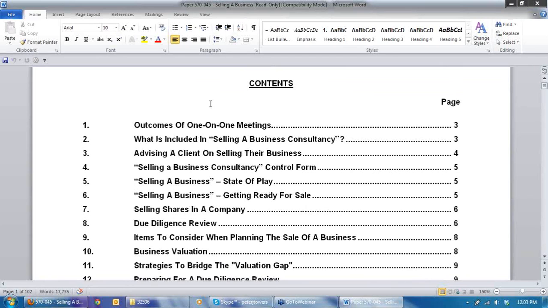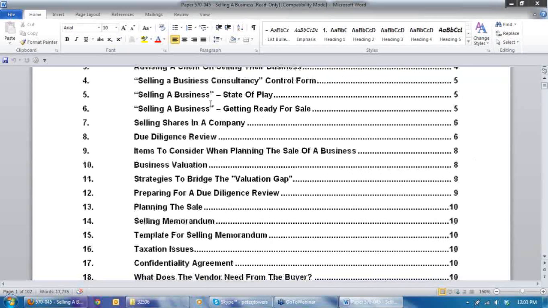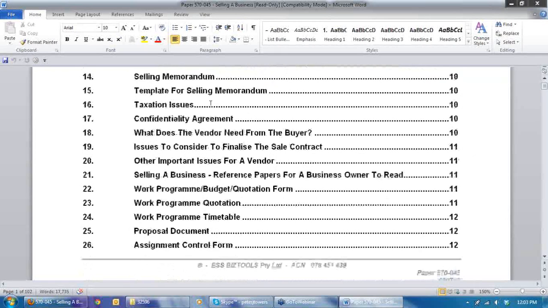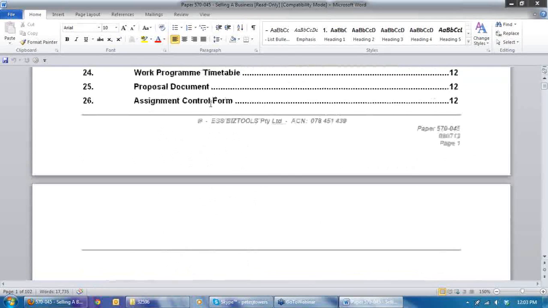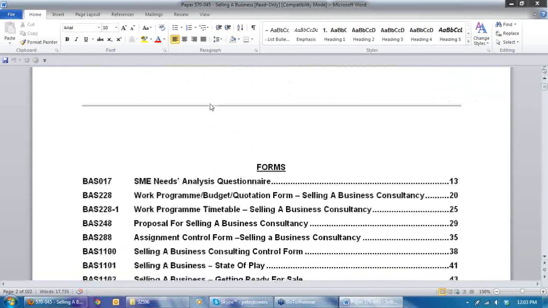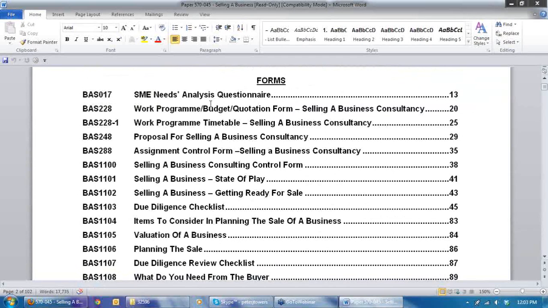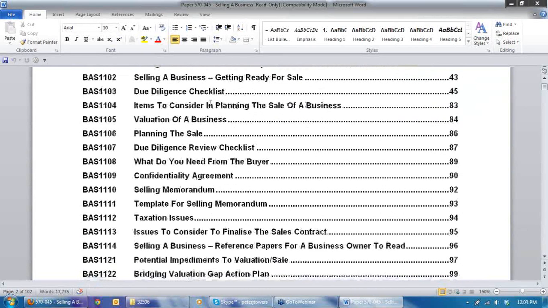So what we're looking at present is the contents of the material. And we're also then going to look at the forms that comprise the material that really is the work engine of the selling a business tools within ESS BIZTOOLS.